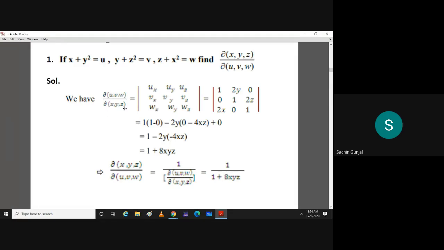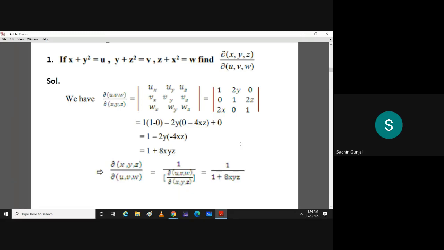But we want Jacobian of xyz with respect to uvw. So it is equal to 1 upon Jacobian of uvw with respect to xyz, which is 1 upon 1 plus 8xyz. I hope this is clear to everyone. Such questions can be asked if there are theory questions.